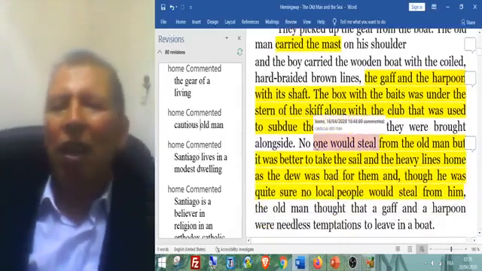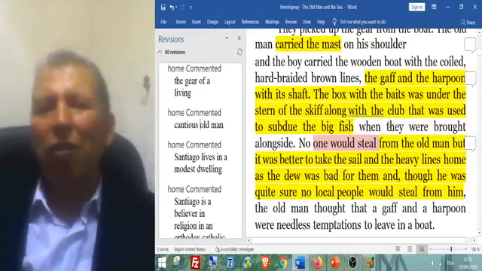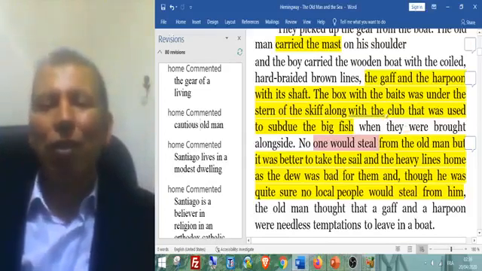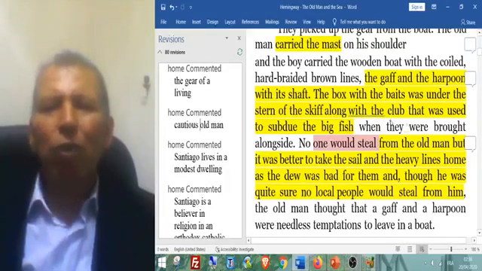So they take up their equipment to the shack, to the hut where Manolo lives, so that it is not stolen by other fishermen. No one would steal from the old man, but it was better to take the sail and the heavy lines home, as the dew was bad for them.